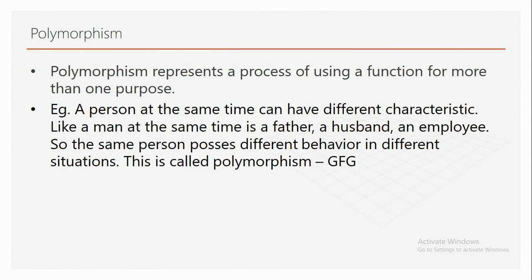The third feature, by name, is polymorphism. Polymorphism represents a process of using a function for more than one purpose.